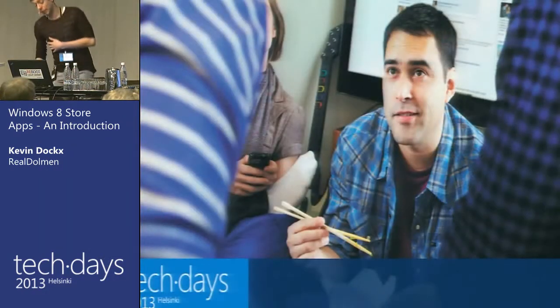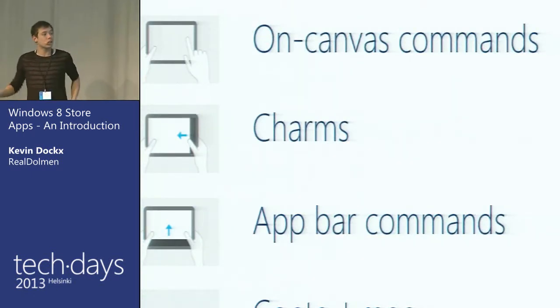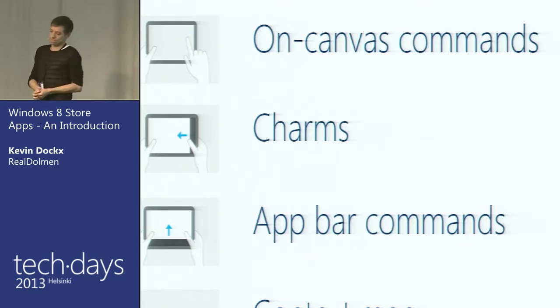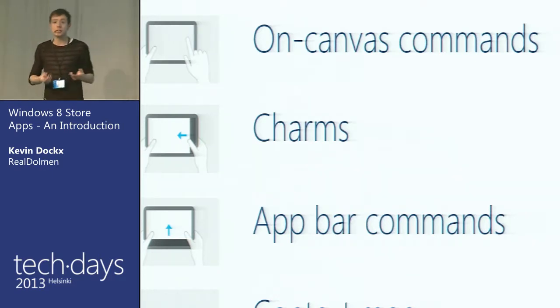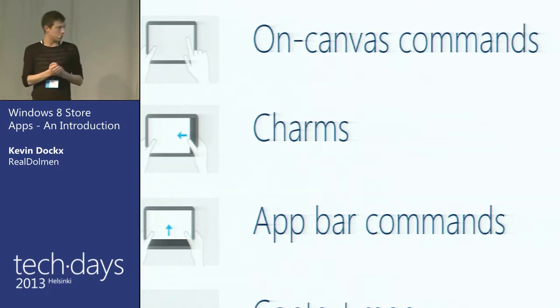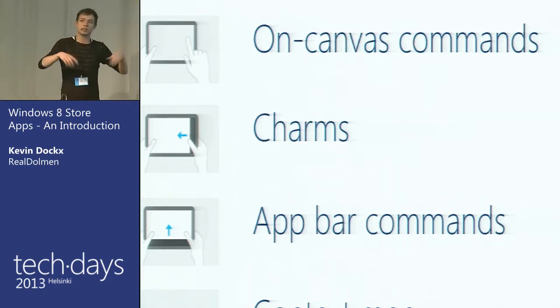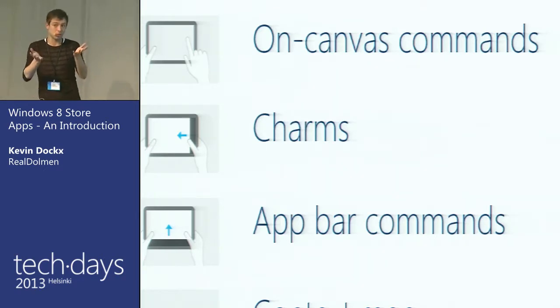Right. Then there's commanding. We've seen a lot of these already. So you've got the on-canvas commands, so tapping the header, for example. You've got charms. That's the bar on the right of your screen, where the searching is and the settings is. You've undoubtedly seen that one as well. The one we're going to focus on here is the application bar command. So just as you've had a navigation bar on top of your screen, you've also got an application bar on the bottom of your screen, the command bar. And of course, you can also have a context menu for extra commands.